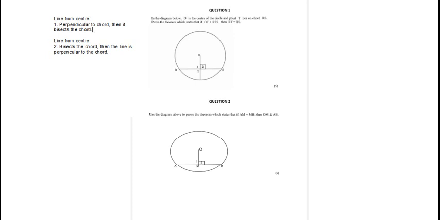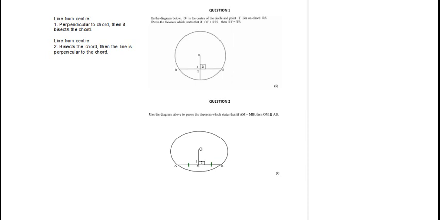Now you have a line that is drawn from the center. It's perpendicular to the chord, therefore it's going to bisect that chord. Or you have a line from the center that is going to bisect that chord, making the angle perpendicular.